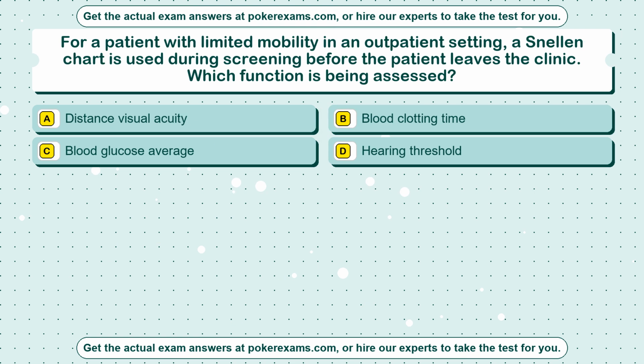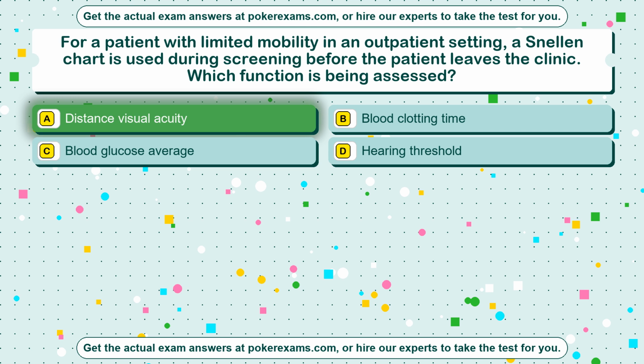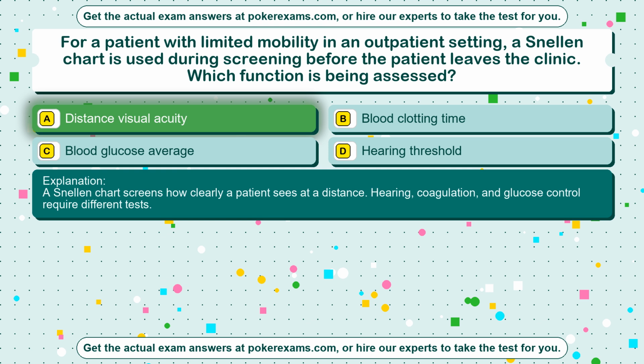Question 98. For a patient with limited mobility in an outpatient setting, a Snellen chart is used during screening before the patient leaves the clinic. Which function is being assessed? Option A. Distance visual acuity. Option B. Blood clotting time. Option C. Blood glucose average. Option D. Hearing threshold. The correct answer is option A. Distance visual acuity. A Snellen chart screens how clearly a patient sees at a distance. Hearing, coagulation, and glucose control require different tests.